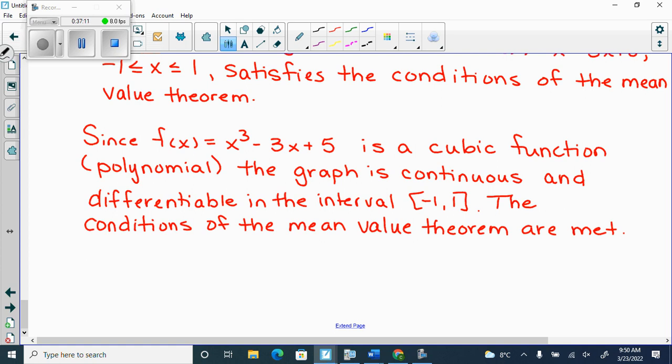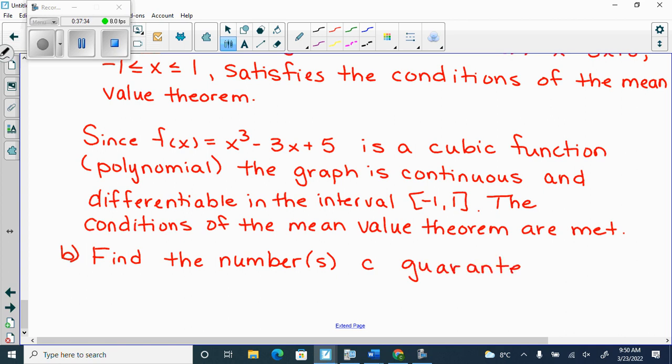Okay, B. B wants you to find the numbers, and this is like the AP question for the mean value theorem that comes up all the time, this style. Find the number or numbers c guaranteed by the mean value theorem.